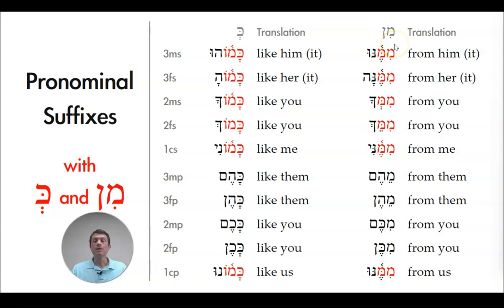Similarly with min, you have not only the mem of the preposition min, but the noon will assimilate in all forms. So the noon assimilates or drops off. When I say assimilates, what I mean is it balls up and hides itself as a dot in the next consonant. And this also has an extra mem syllable in many of the forms. So it creates these alternate spellings, but you want to translate it simply like the preposition min plus a pronoun.